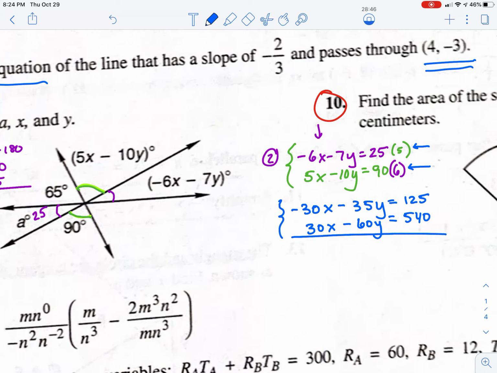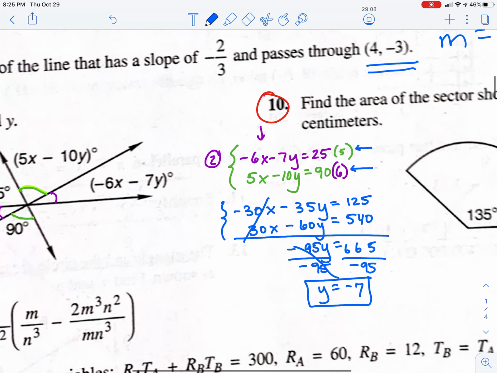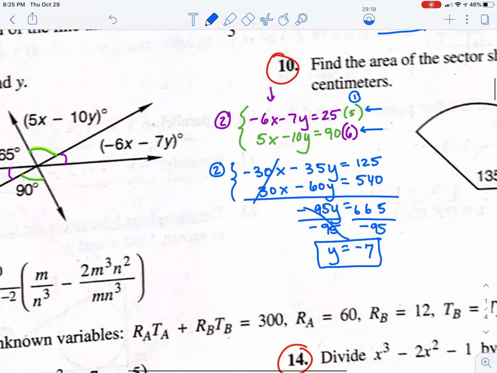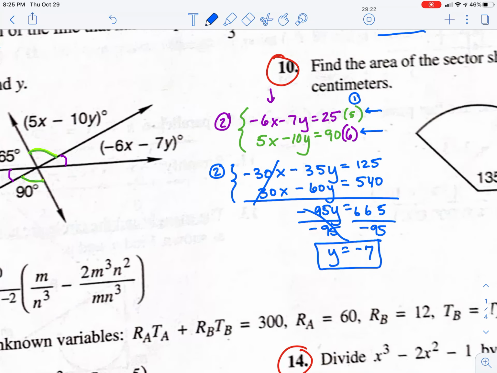Okay, now I can take that system and eliminate my x terms and have 95y equals 665. We'll divide both sides by 95. And my y is going to end up equaling negative 7. Okay, now I'm going to pick one of those easy equations up top there. This was the first thing we did. This is step 2. And now for step 3.